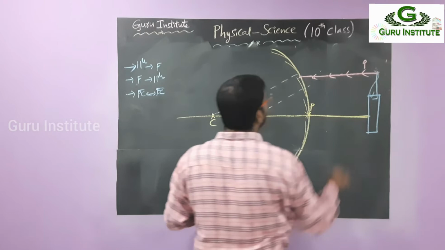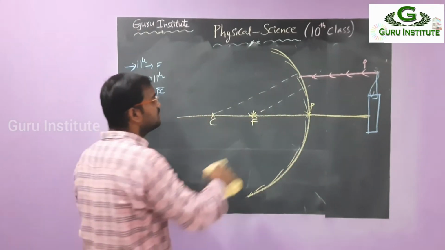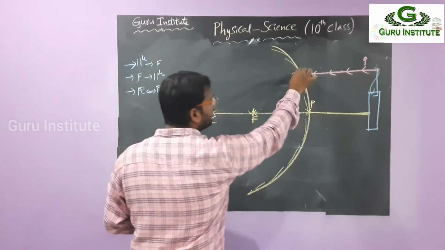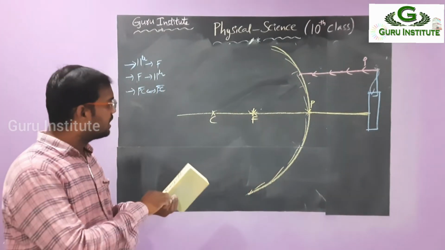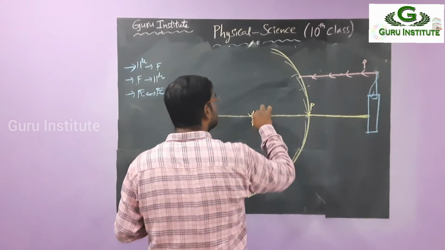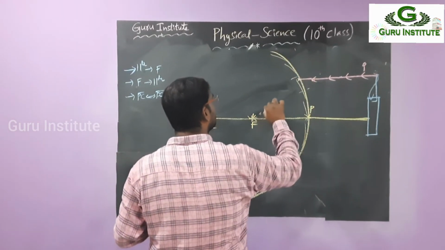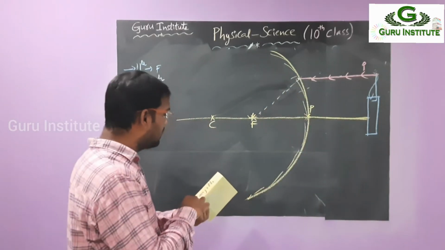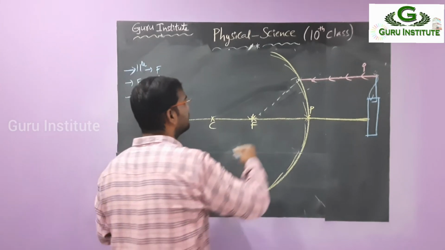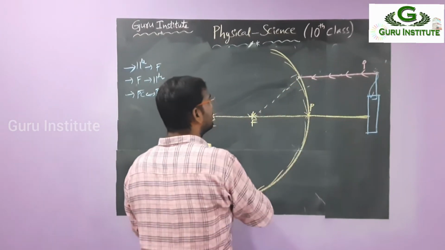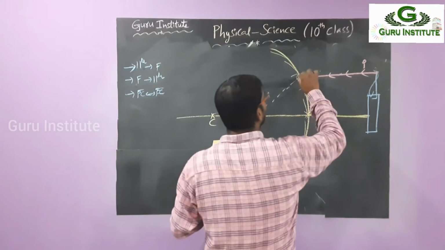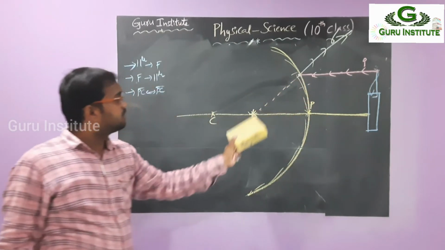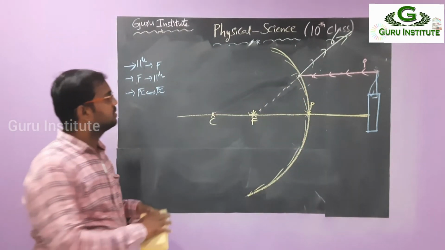This is the incident ray. After reflection, it appears to pass through the focus. Passing through the focus means you have to extend: this is the incident point, and from the incident point to the focus you draw imaginary lines. From this we get the reflected ray, so we draw this one. Parallel to the principal axis, passing through the focus.